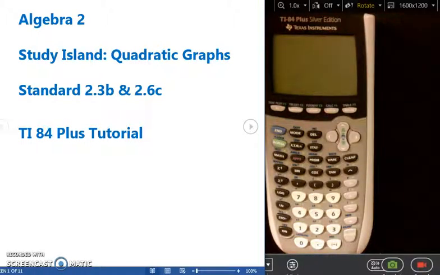We're going to be looking at topics under the Study Island lesson, quadratic graphs, and topics under the standards 2.3b and 2.6c in Algebra 2. So what I've done is I've pulled questions from the quadratic graph section that you can do straight on the TI Plus calculator. This might not include all of the questions, but these are the ones that you don't necessarily need a lot of paper and pencil, if any, work to do to answer them.